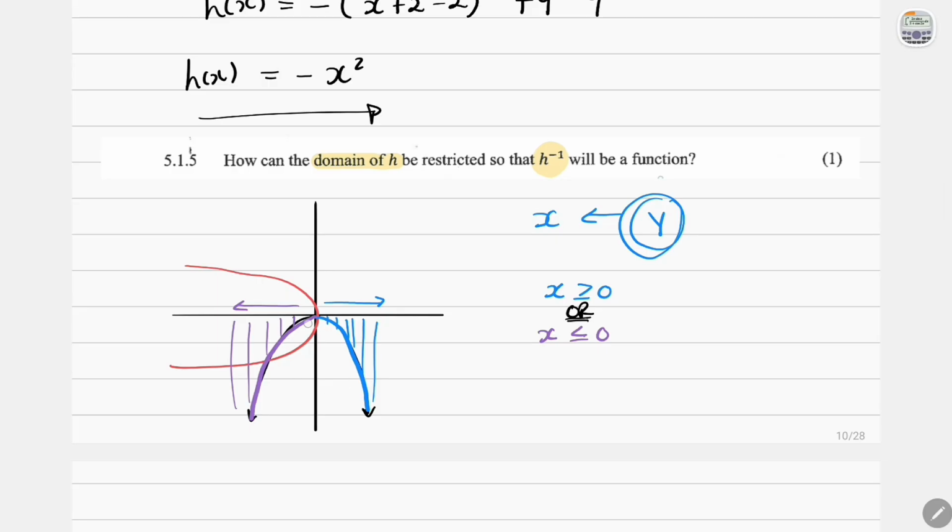So once you restrict the original, that will have an effect on the inverse. So you can either have this answer or this answer. You just have to put one of them. And then that is our answer. Moving on to the next question.